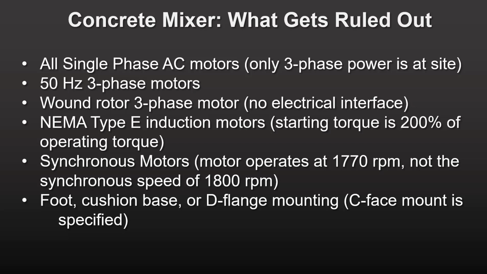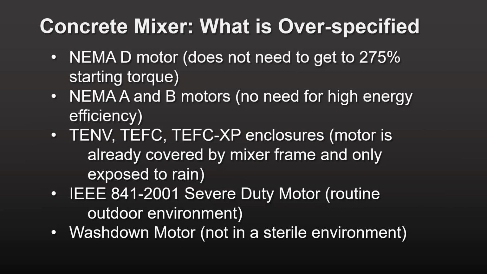You can buy a synchronous motor to run at 1800 RPM at 60 Hz line power. However, our motor needs to operate at 1770 RPM. The specs already specify a C-face motor mounting, so the other 3 types of mounting won't do. Here's a few items that are overspecified. We don't need a NEMA Type D motor, as that type of motor has starting torque up to 275% of operating torque. We only need 200%.